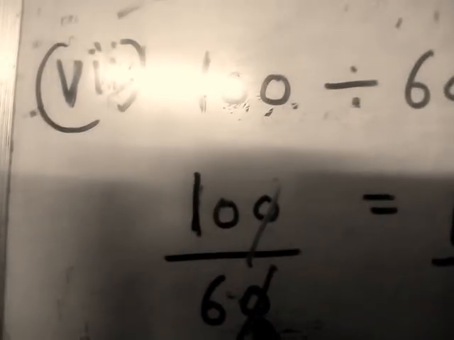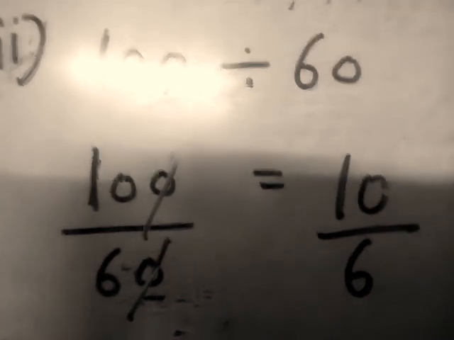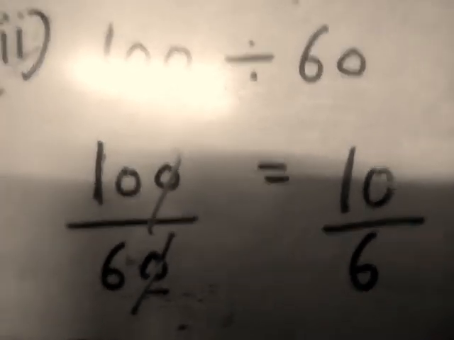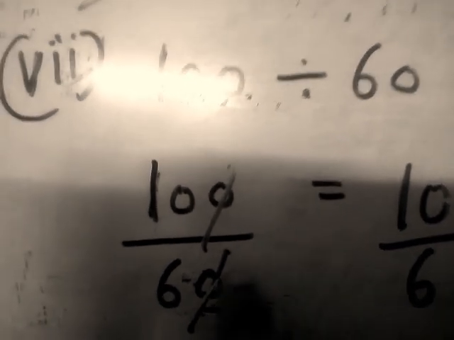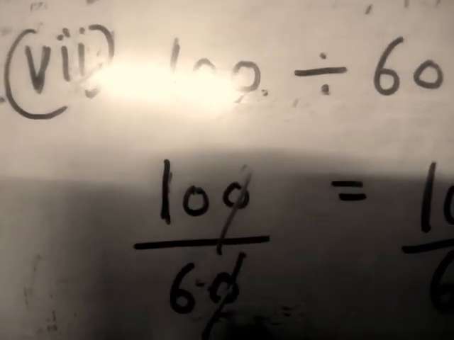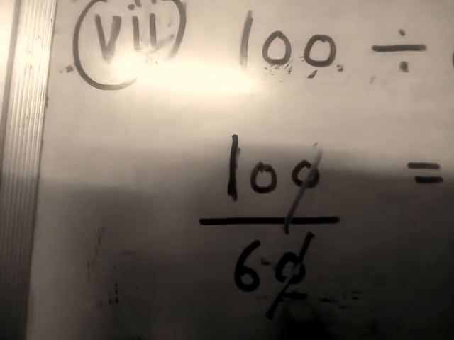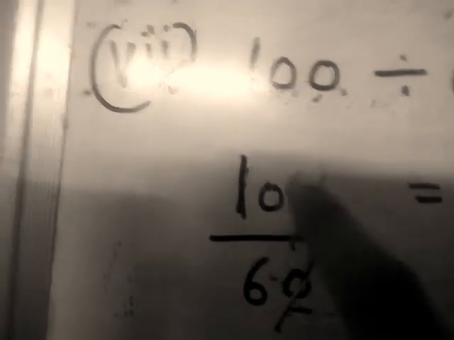Now when you are cancelling zeros here, last year when you were in class 6, you have already studied in the percentage lessons how to cancel zeros. If in the denominator place 1 zero is there, you have to cancel only 1 zero in both numerator and denominator. In the numerator 2 zeros are there and in the denominator 1 zero is there. So 1 zero you have to cancel in both numerator and denominator. So it becomes 10 upon 6.